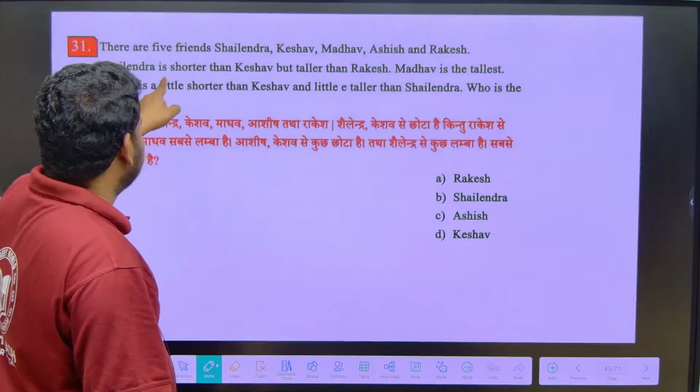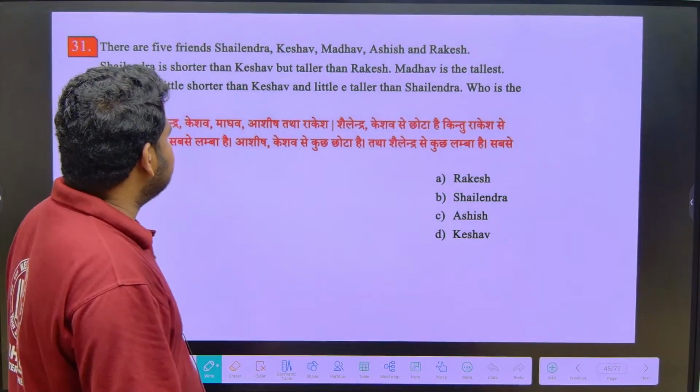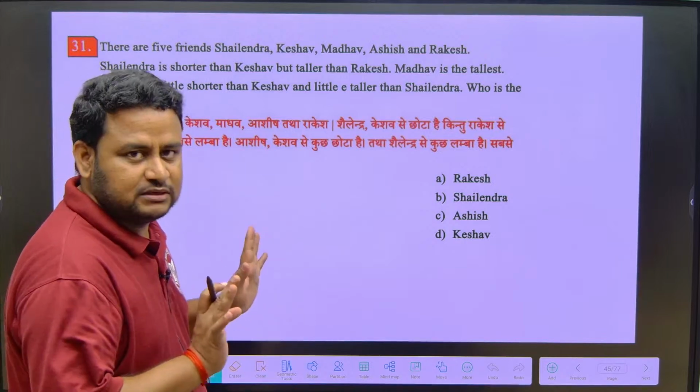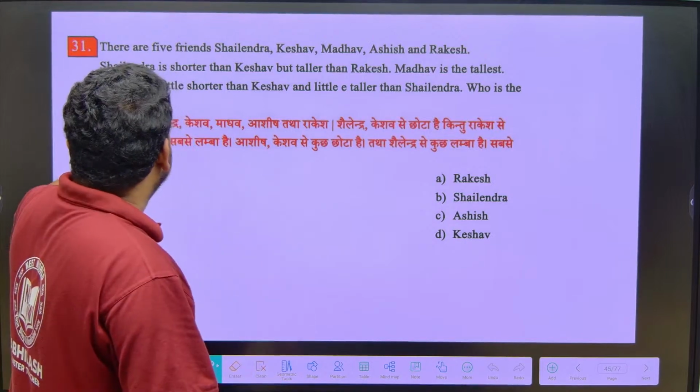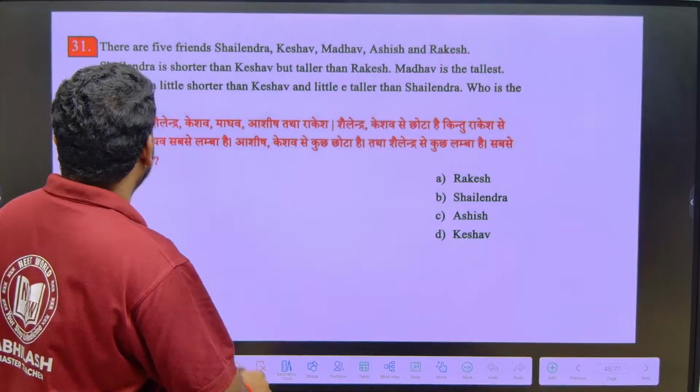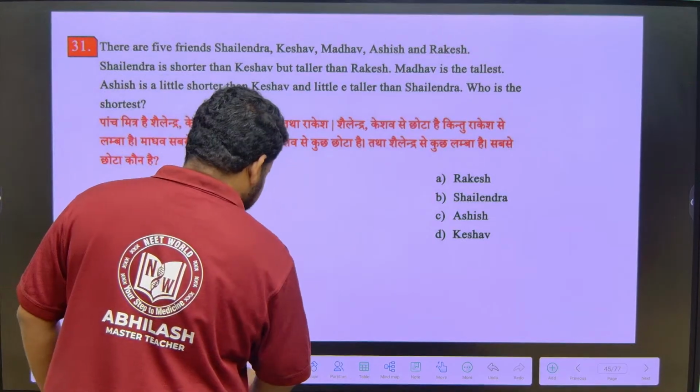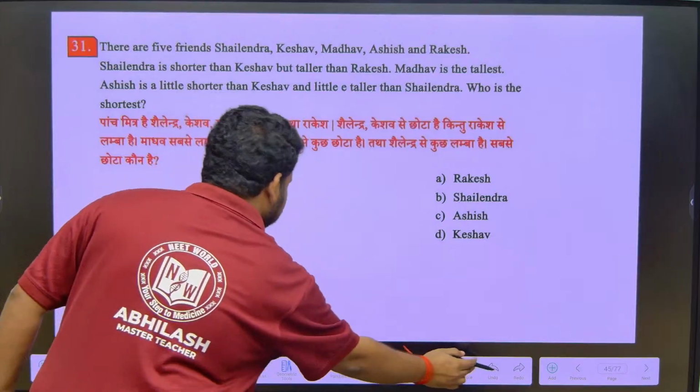So, there are 5 friends: Shailendra, Keshav, Madhav, Ashish and Rakesh. While solving the question, don't write the full name, just use the first letter. Shailendra is shorter than Keshav. That means what? Keshav is greater. Let me use some other color. So, this becomes what?